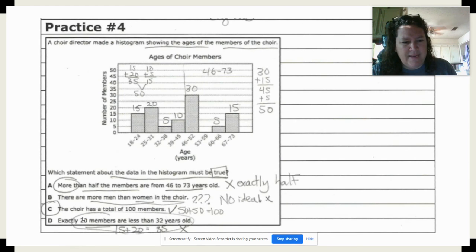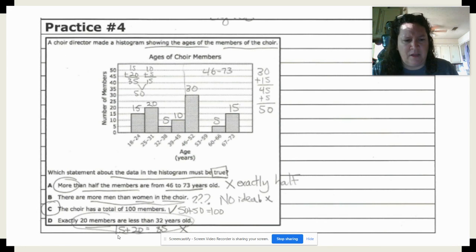All right. B says there are more men than women in the choir. Okay. We have no idea whether they're men or women. None of this says men are in gray and women are in blue or something like that. It all just says members of the choir. So that's why I put no idea. And they will do that to you. This is a star question.